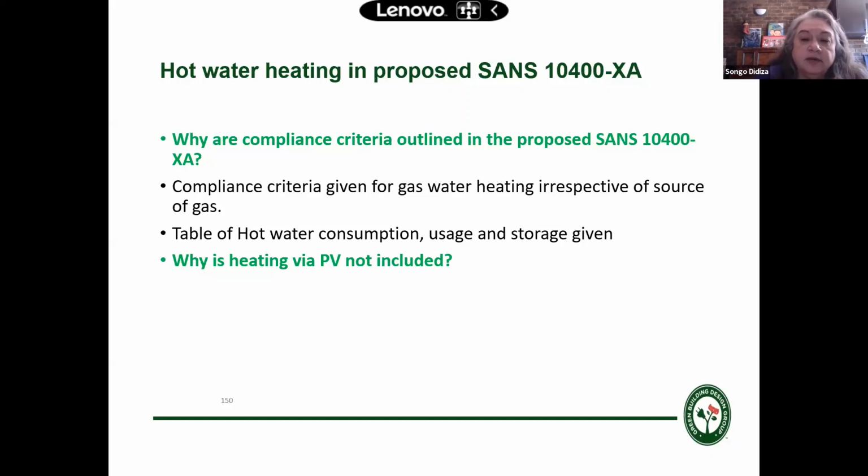So we give compliance criteria saying that you have to do a proper calculation, and we'll also talk about why it would give a bad result. We'll have a chat about it this afternoon when we do our open session. We'll go through everything, and we will also discuss why PV is not included. But inside the standard, you'll see a table of hot water consumption, usage, and the storage. We spoke about storage yesterday.